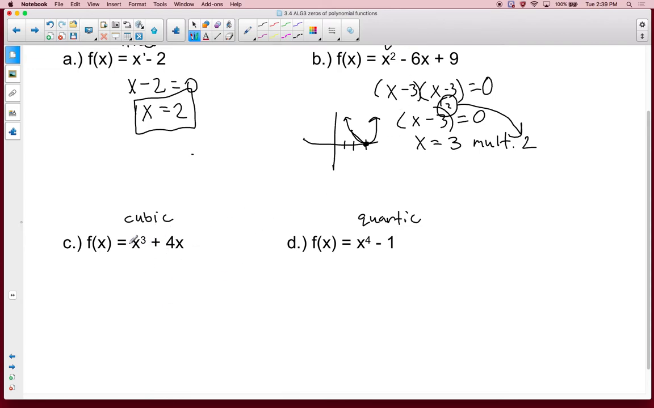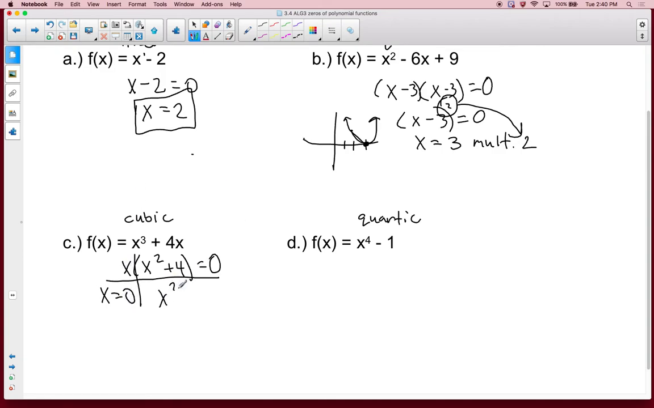Coming back over to the cubic, we can factor out an x, and then we'll have x squared plus 4 left over. We set that equal to 0. We make our t-chart here. We get x equals 0. So it'll cross at x equals 0, which also means that's the y-intercept.